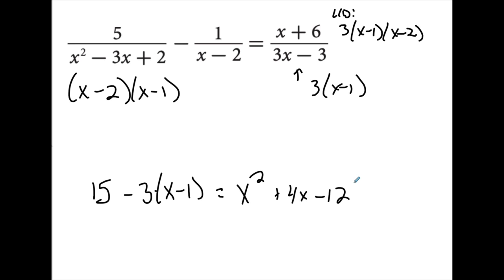Okay? Alright, so, keeping in mind the fact that we have two values, 2 and 1, that cannot be plugged in, let's go ahead and try to solve. So I've got 15 minus 3x minus 3 equals x squared. And actually, this needs to be a plus 3 because I'm distributing a negative to a negative.